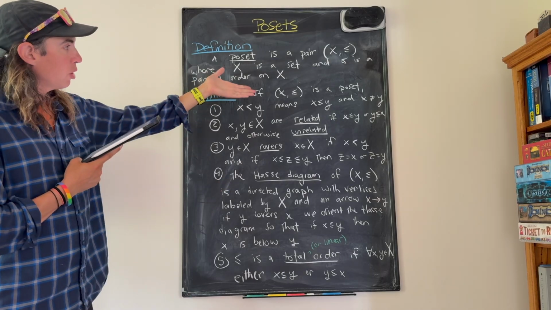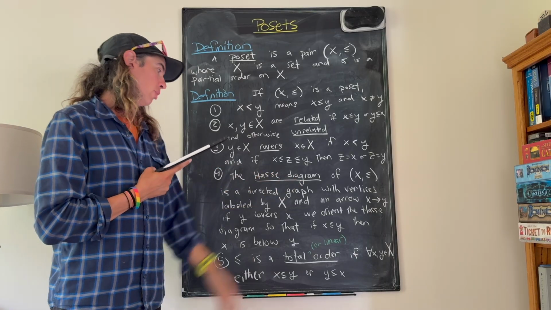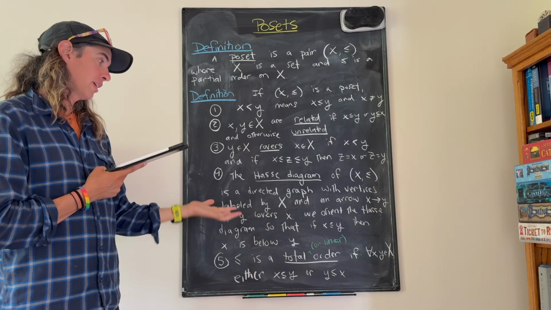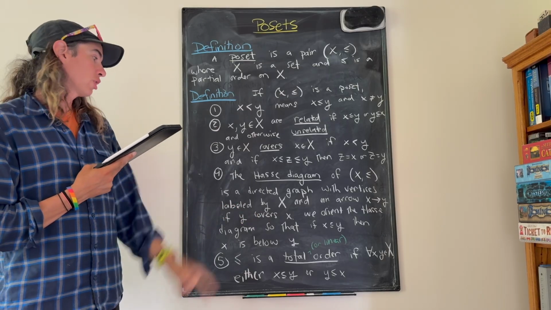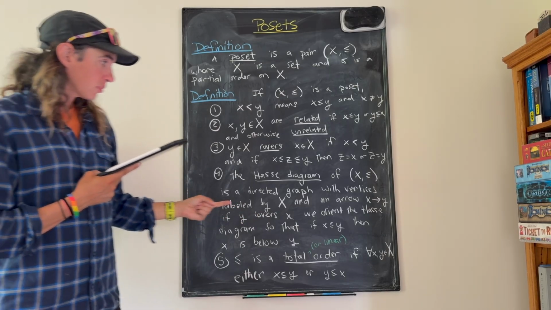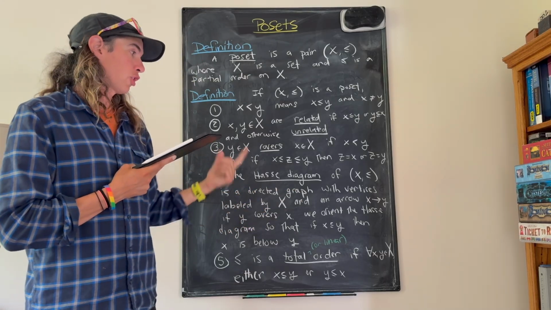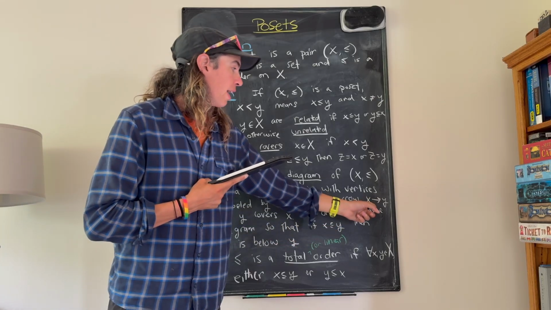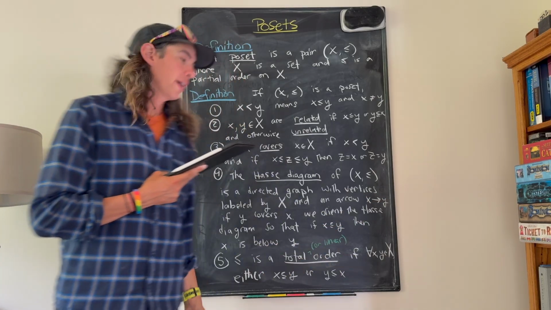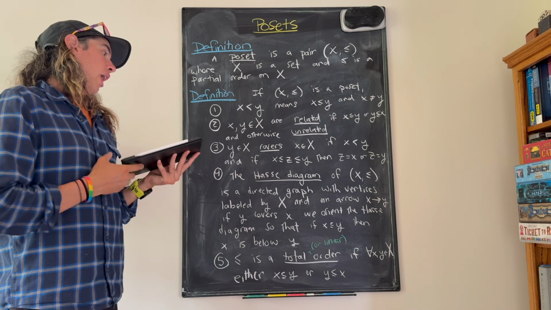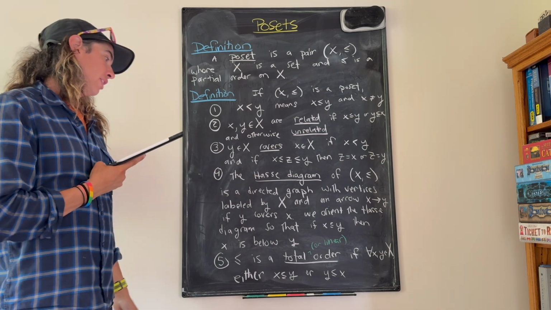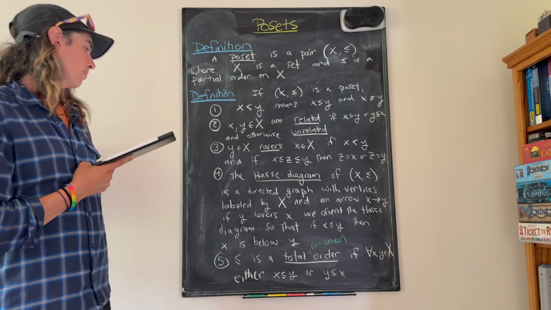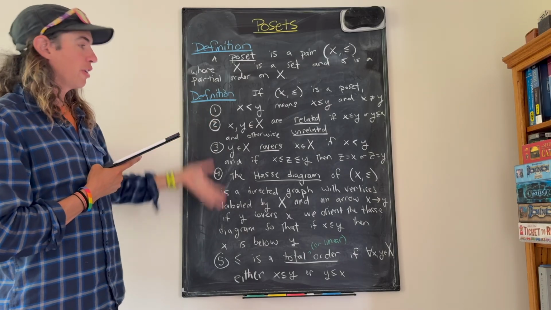So when you have a poset, the Hasse diagram of the poset is a directed graph where the vertices are labeled by the elements of X, and the arrows occur exactly for cover relations. So if y covers x, then we draw an arrow from x to y. And we orient the Hasse diagram so that the smaller elements are below the larger elements, so it's kind of going upwards. Greater than or equal to is going up.